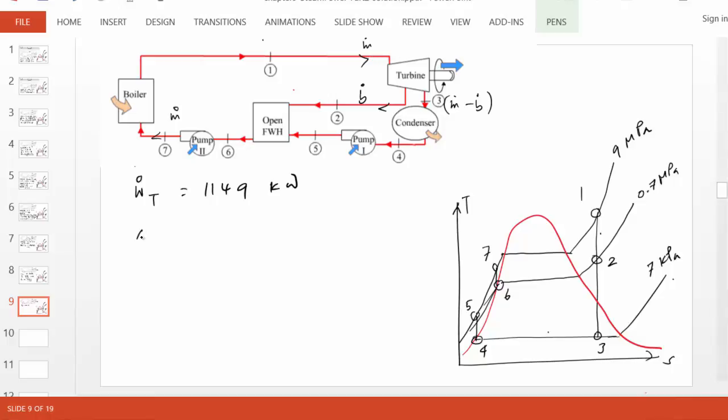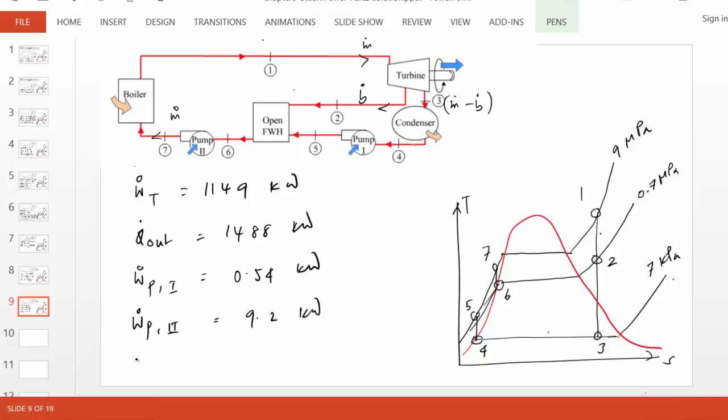In the condenser, Q dot out that is rejected by the condenser is what? It's (m dot minus b dot) times (h3 minus h4), which is 1488 kilowatt. The pumping power in the first pump similarly can be shown to be only 0.54 kilowatt. The second pump consumes 9.2 kilowatt. And finally, the boiler where Q dot in takes place, 2627 kilowatt.